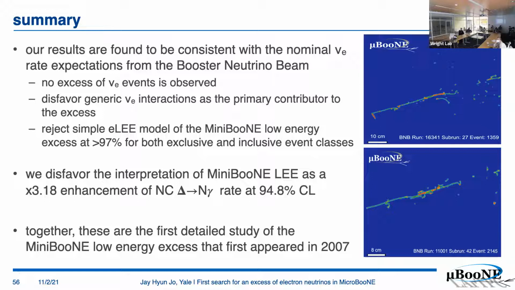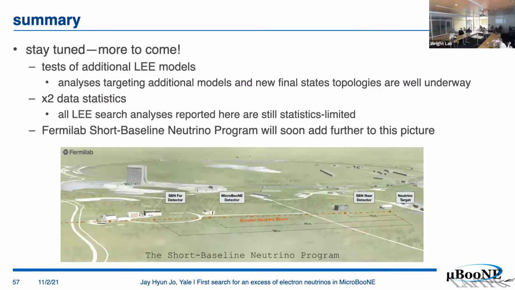And altogether, this is the first study of the MiniBooNE energy excess that appeared a long time ago, 15 years ago. And this is, of course, not the end. Like I said a few slides ago, there are many different models that we need to observe. Now, if it's not a simple sterile neutrino, there's a reason for this excess, then what could that be?